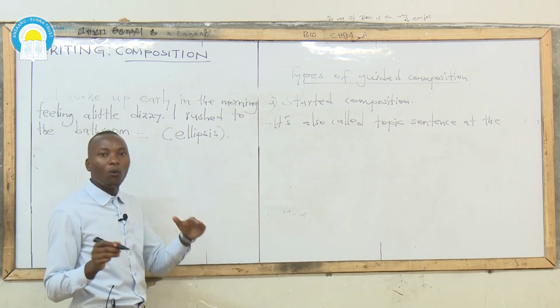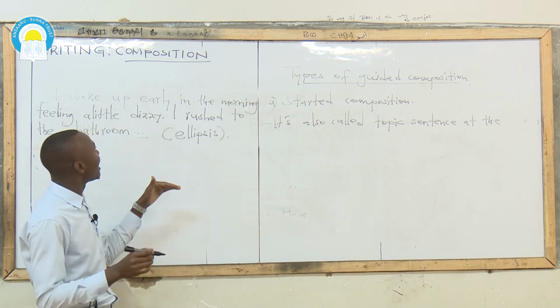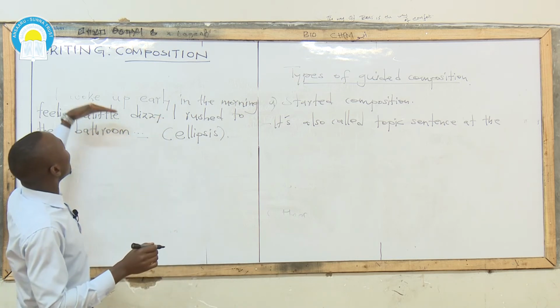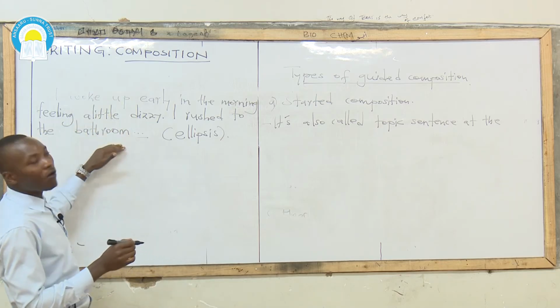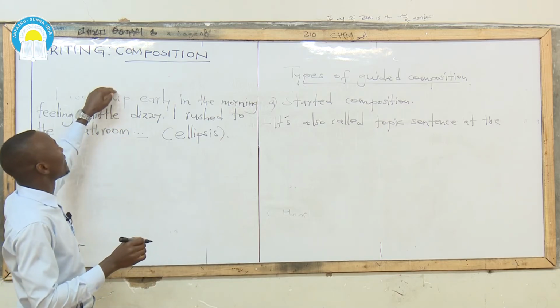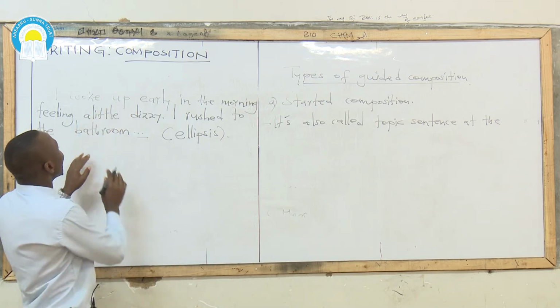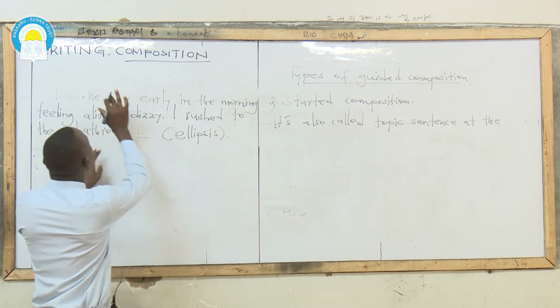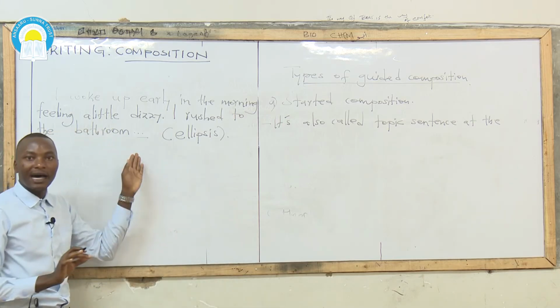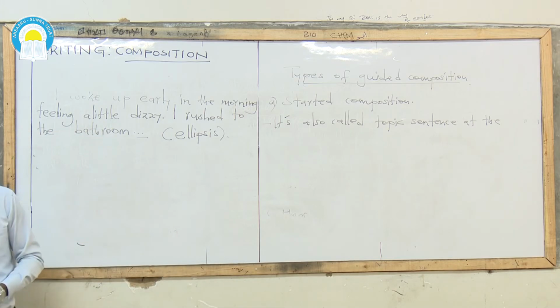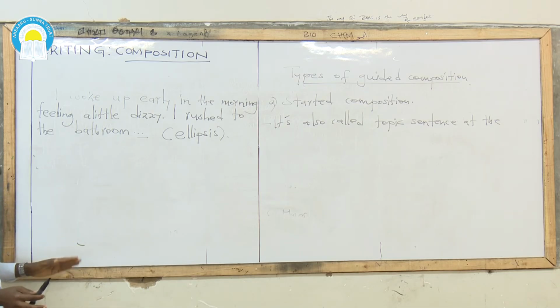If you want to write the heading for this composition, and you find that between the point where the instruction ended and the point where the composition has been started there is no space for the heading, then write the heading below it, then rewrite that beginning which has been given after writing the heading. Now, this one: I woke up early in the morning feeling a little bit dizzy. I rushed to the bathroom.